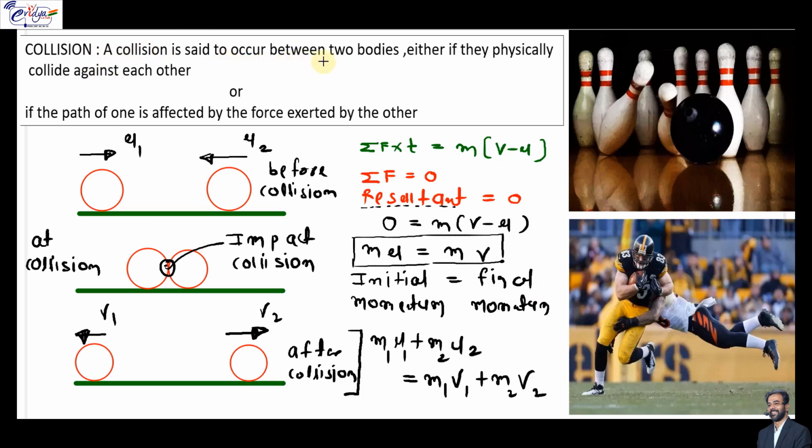A collision is said to occur between two bodies either if they physically collide against each other, either they physically touch each other, imparting of forces and all that, or if the path of the one is affected by the force exerted by the other. This is another thing of collision. But simply remember, it is said to occur between two bodies if they physically collide against each other. So mostly the problem will be on this particular part, collide against each other.